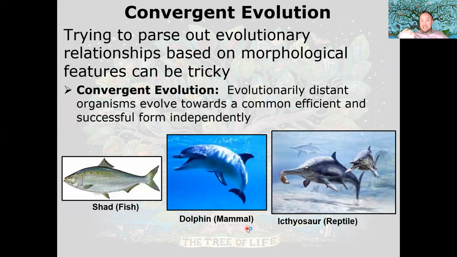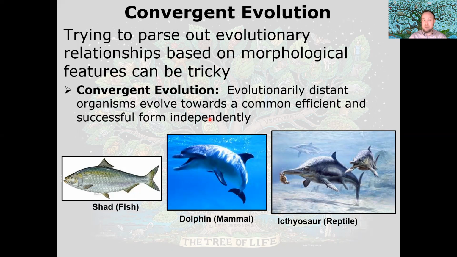All right, so again, convergent evolution. When we're talking about grouping animals together based on similarities, which is what we're trying to do to make these bins, when we're trying to figure out what's evolutionary relationships and what is just happenstance morphological similarities, just shapes that sort of look like each other, it can be very tricky. So again, these examples here, a fish, a dolphin, a mammal, superficially they look very similar. They are not related to each other evolutionarily. It's just that they've all evolved independently towards a common efficient and very successful form.